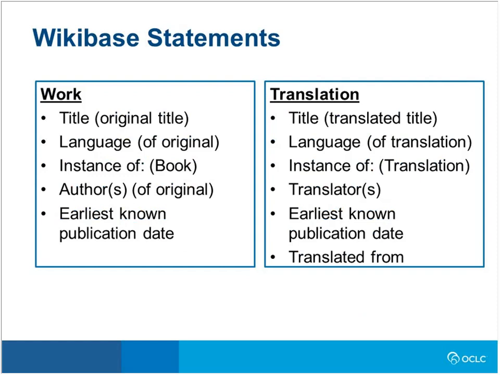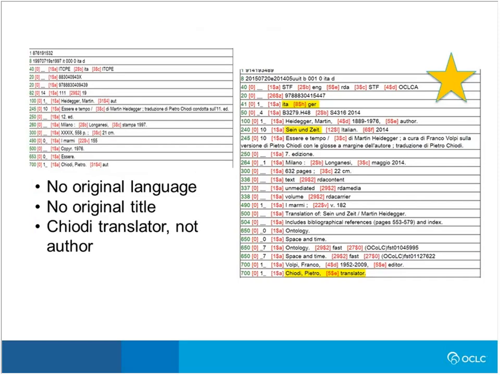And for translation: the translated title, the language of the translation, always an instance of translation, the translators, the earliest known publication date, and most important, translated from the title of the original work. So I mentioned that we imported the entities from WorldCat to populate our Project Passage Wikibase. WorldCat's metadata can identify translations of works, but it's often not easy.